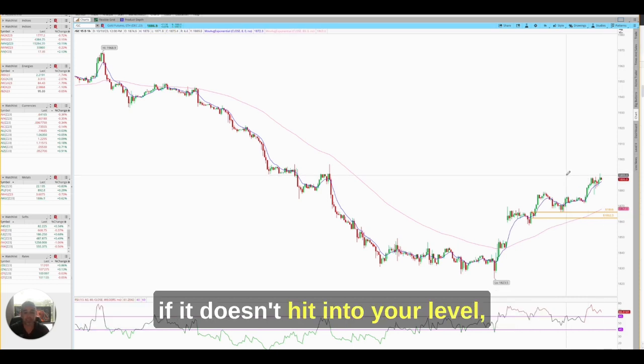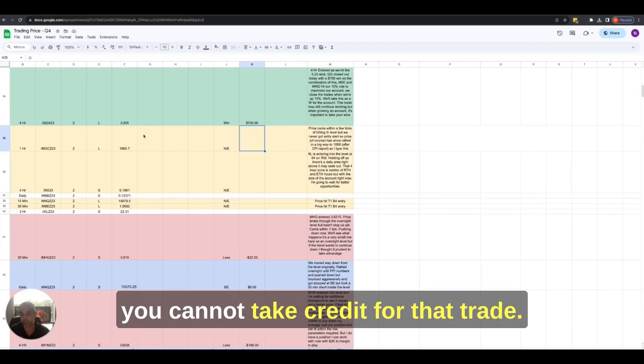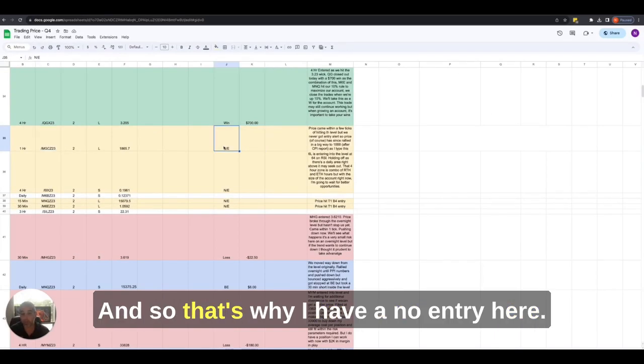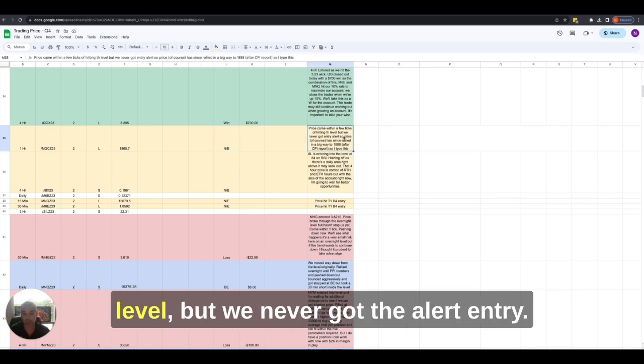If it doesn't hit into your level, you cannot take credit for that trade. And so that's why I have a no entry here. Price came within a few ticks of hitting the level, but we never got the alert entry.